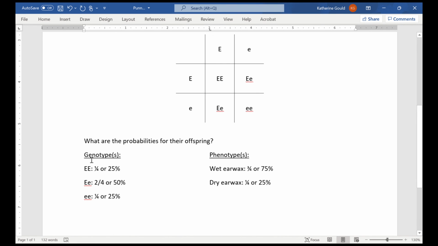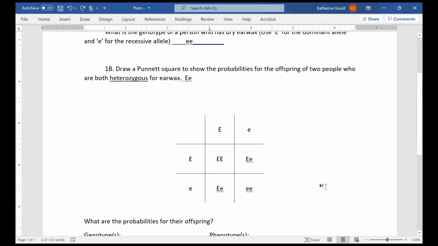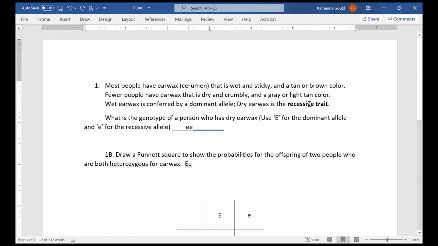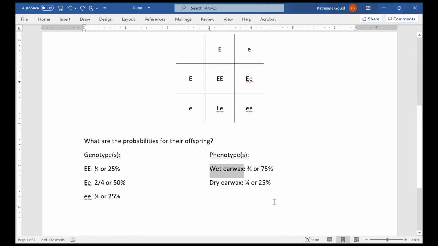Okay, I want to see the list of genotypes and a percentage or a fraction for each one, and what the phenotypes are. And this is one thing that people forget. They get down here and they're like, whatever, so the wet earwax is the big E. No, the E is the genotype. That's the allele. The phenotype is the physical expression of that allele. So it's the wet earwax or dry earwax, because that is what we were asked about up here. And that is how you do your Punnett squares.